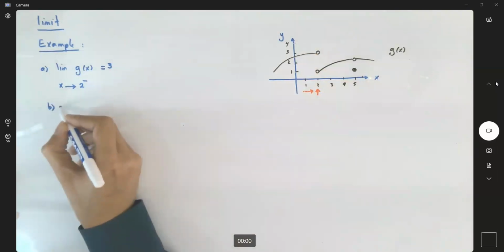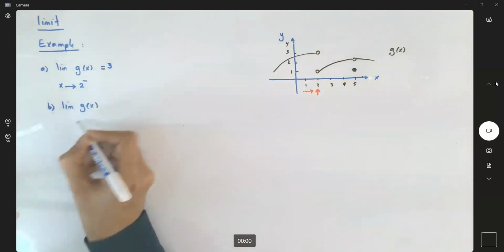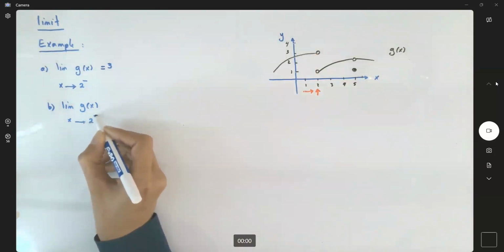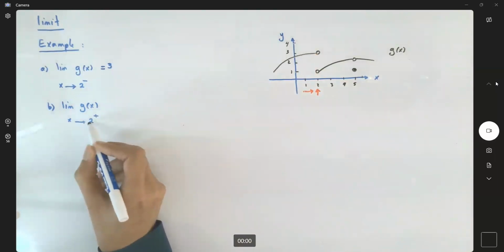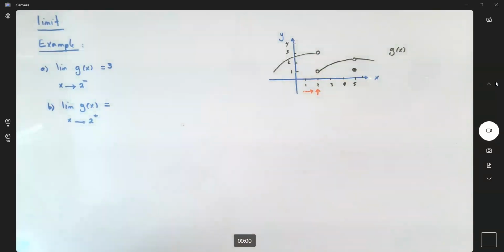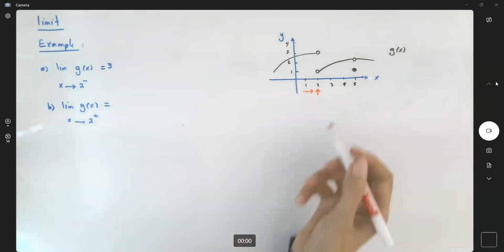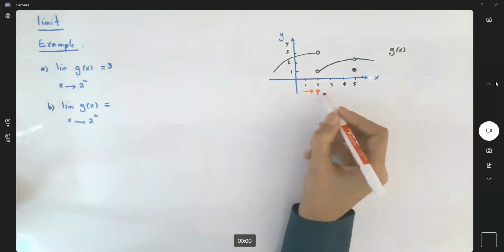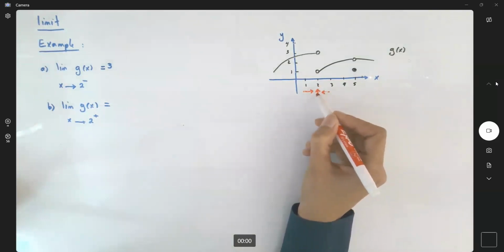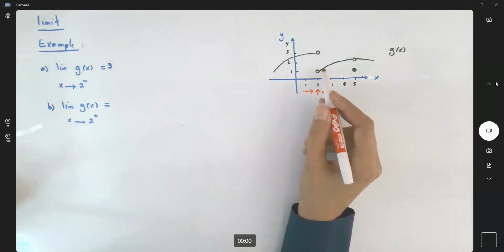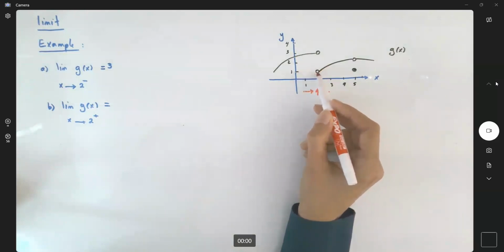Part B, the question says, what's the limit of this function as we are getting closer and closer to 2 from the right-hand side? What is this limit? What is the y getting closer and closer to? So now here we have x equals 2. We are getting closer and closer to 2 from the right-hand side. What would be my y value? I'm getting closer and closer to 2 from the right-hand side, and my y value is getting closer and closer to 1.